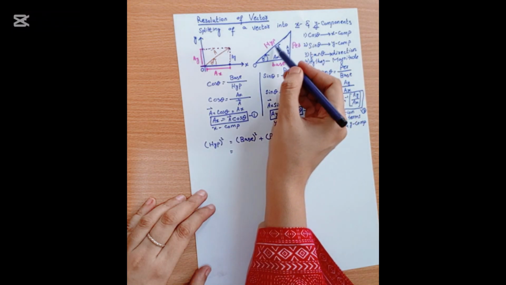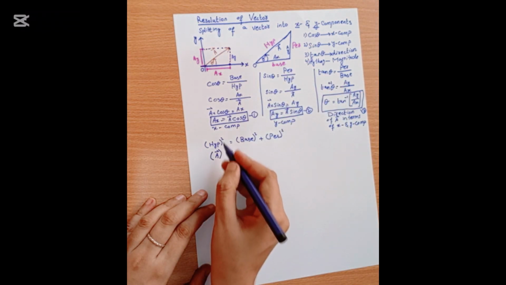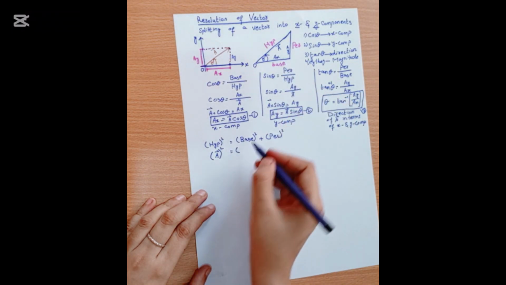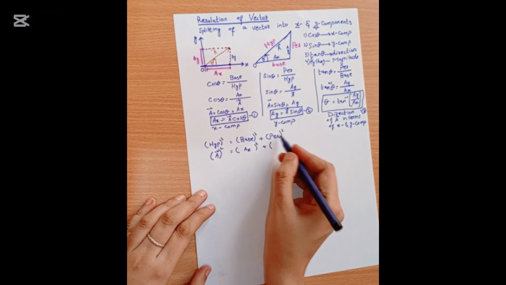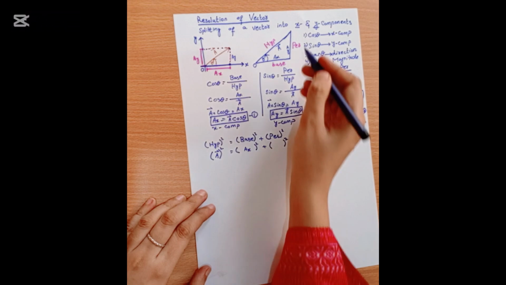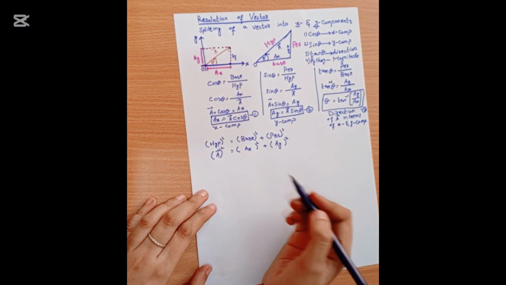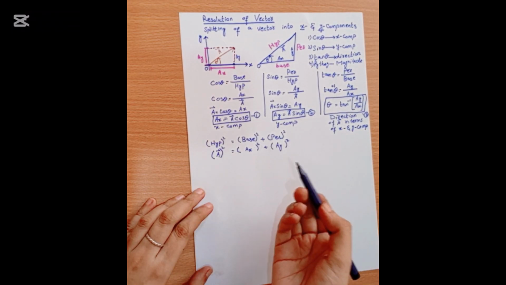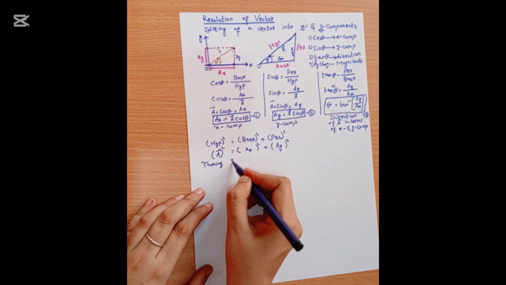Hypotenuse. This line is hypotenuse, and what's on hypotenuse? That is vector A. So put the value vector A with square. Base. On base we have AX. Write AX, and there is the square. Perpendicular. What is on perpendicular? On perpendicular we have AY. So write AY. Now we have the equation on which there are square, square, square. What are we going to do to eliminate the square? Taking square root.